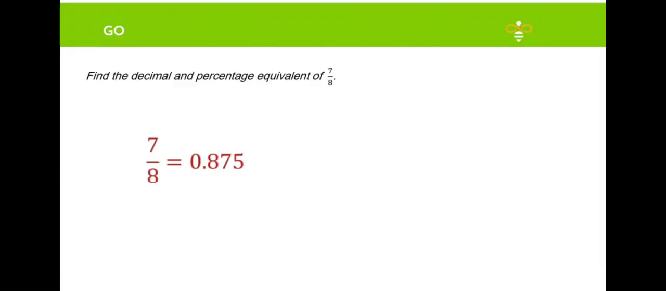Here's an example. Find the decimal and percentage equivalent of 7/8. Divide 7 by 8 to get 0.875. And multiplying the decimal representation by 100 gives the equivalent percentage of 87.5%. A related method used to find basic probabilities is to set up proportional statements.